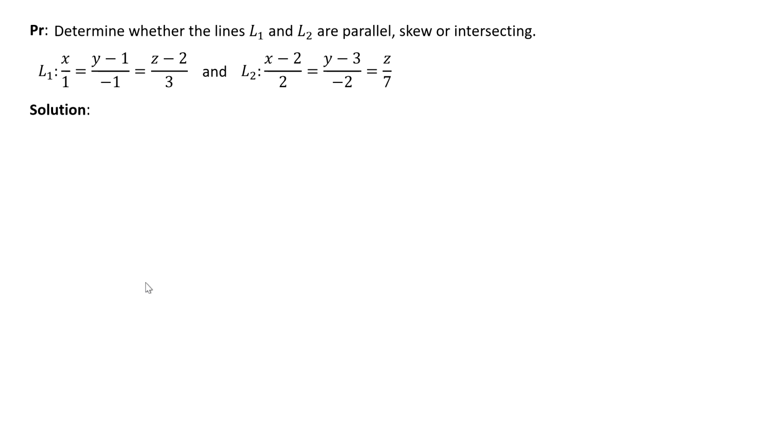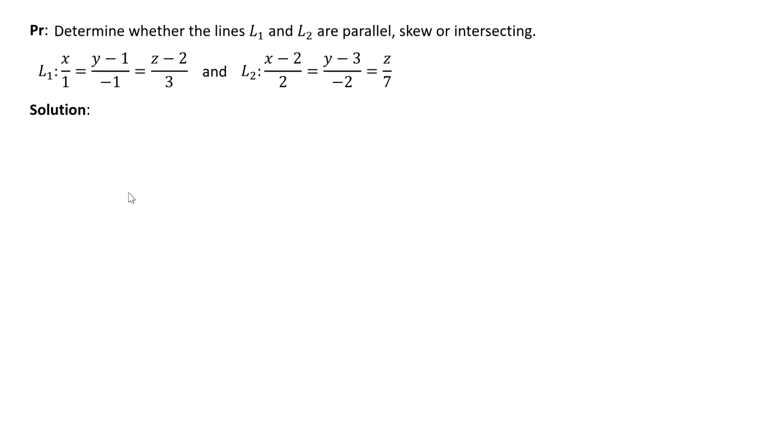What are we given? We are given two lines, equations of two lines. In what form? What's that? What form is that? x over 1 equals (y minus 1) over negative 1 equals z minus something. That's a symmetric equation, right? And similarly, L2 is given in the form of a symmetric equation. Okay, and now they're asking, hey, are these two lines parallel? Or do they intersect? Or are they skew?